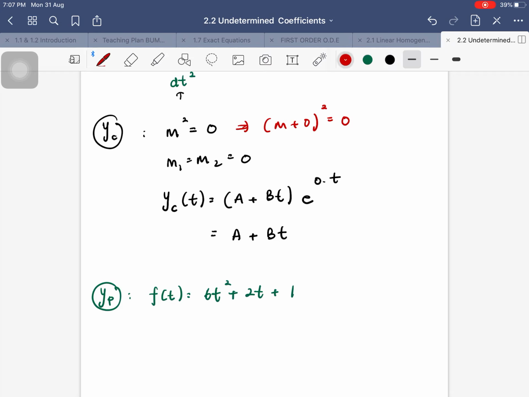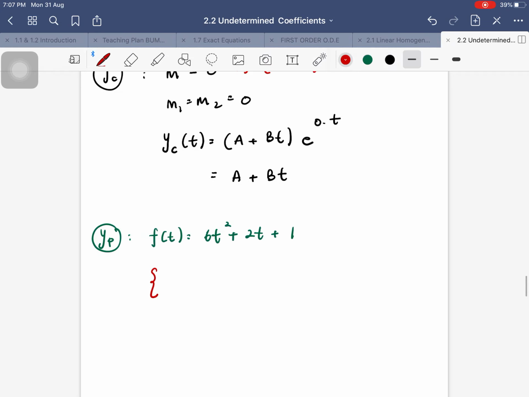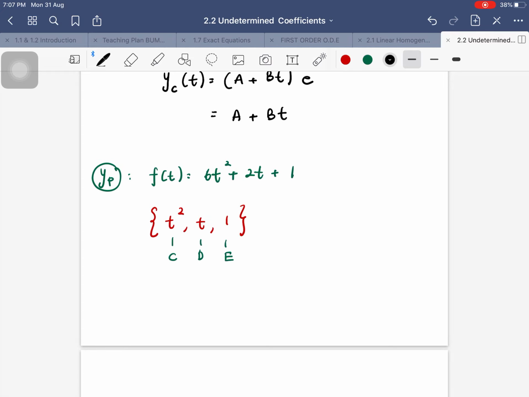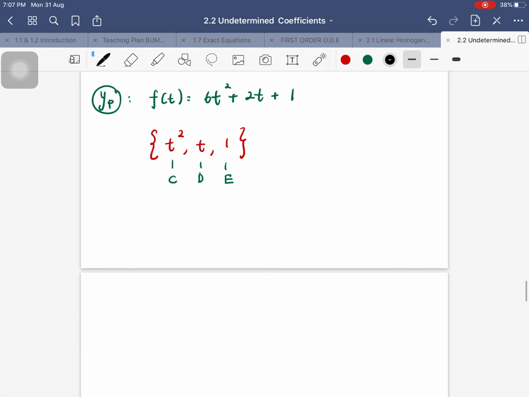Now let's write the family of derivatives. The highest power of t is going to be t to the power of 2. Remember, neglect the constant, you don't need the 6. The next element is going to be t, and the last element is going to be 1. And of course, you're going to multiply these by c, d, and e. If you are afraid that your c could get mixed up with the bracket, use something else, d, e, f, that should be fine as well. Now I can write that my yp of t is going to be given by ct squared plus dt plus e.